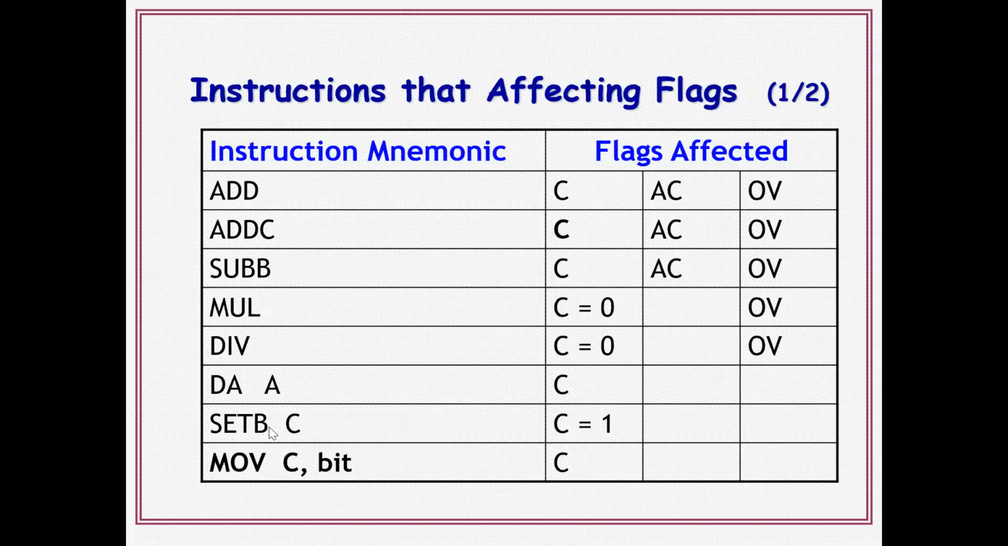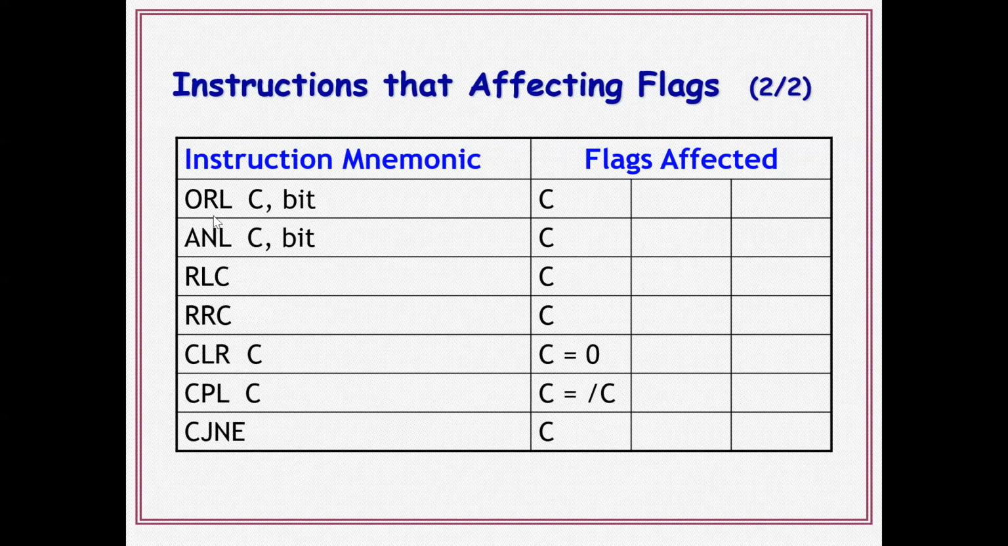Next, SETB C, set bit carry. As the name itself says, carry equals 1. MOV C comma bit, in this case also the bit value is loaded into carry, so there is a possibility of setting carry. So these are the flags affected due to these arithmetic instructions.